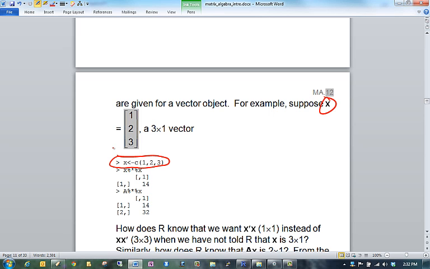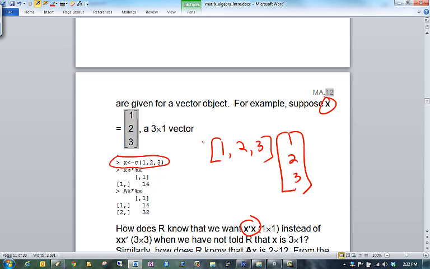Now look what happens when I take x percent asterisk percent x. Or I'm just going to call it x times x because it's a lot easier to say. X times x, I get 14 back. Well, wait a second. How does R know that I want to do the equivalent of x transpose times x? In a mathematical context, it did this. Sometimes when you have a row vector, it's easy to separate the numbers with commas, and I'll do that for illustration purposes. If I take these two vectors multiplied by each other, I get 14.